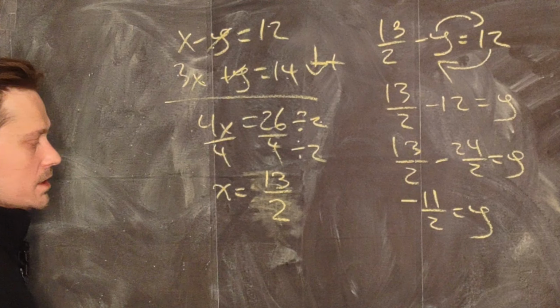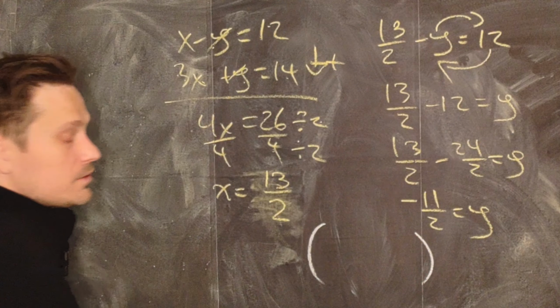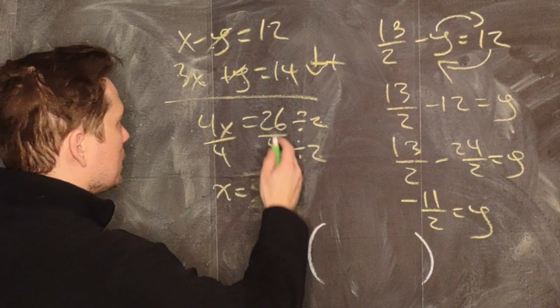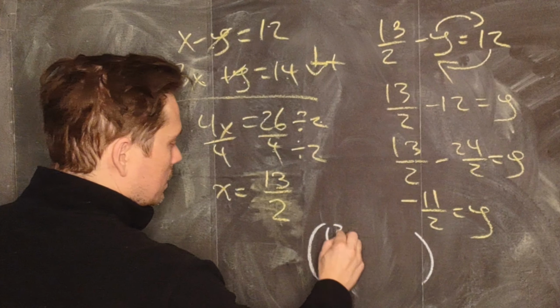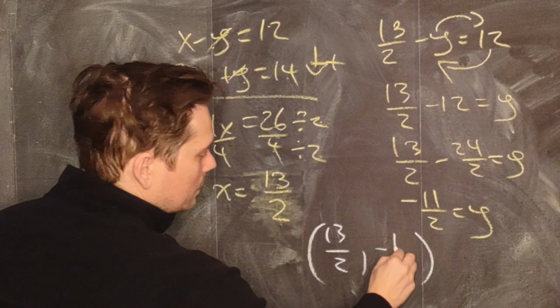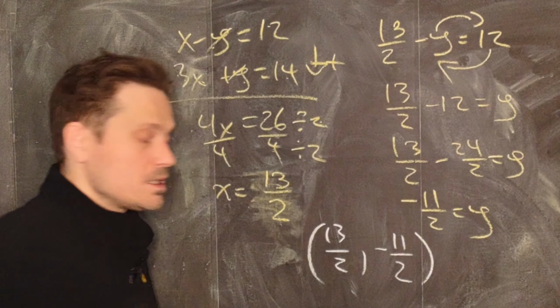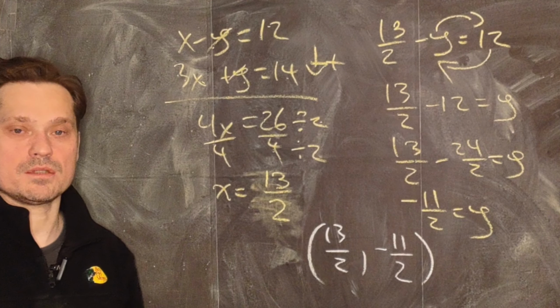And therefore, the whole system is solved by the following point. You have to put these together. So you're going to have here 13 over 2, comma, and then negative 11 over 2. And that's the solution to the system, this point object.